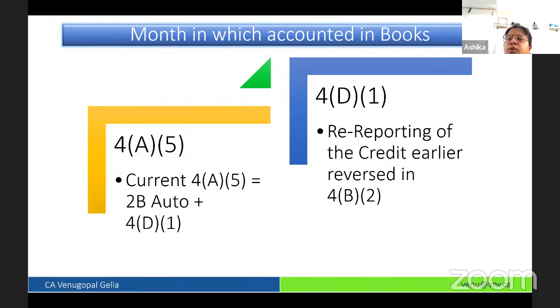Plus, the same also needs to be reported in 4D1. 4D1 is only for the purpose of disclosures. It's just a method where the officer can reconcile and know why there is a difference in ITC reflecting in GSTR 2B and what is reflecting in your GSTR 3B. So that 20 rupees you will add to 4A5 also. And for the purpose of disclosure, you will report in 4D1 also.